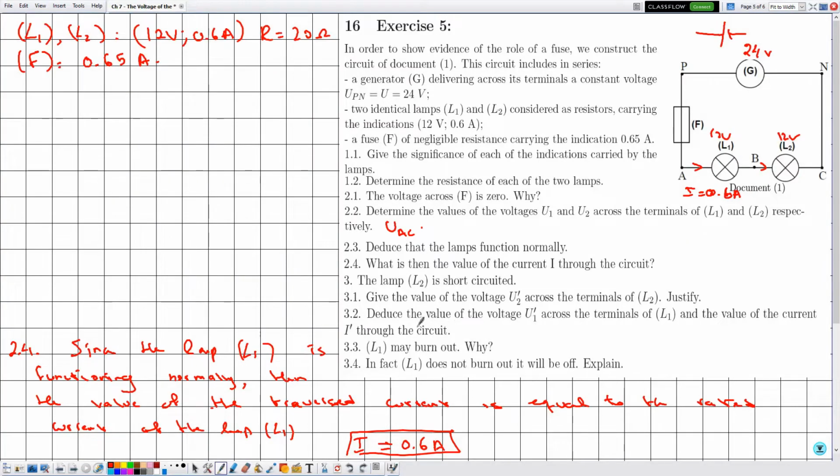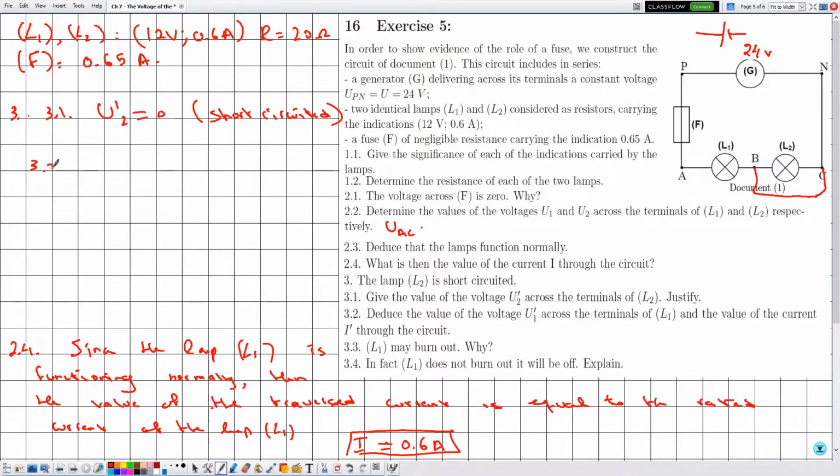So in number 3.1 they are telling me to give the value. Here we have made a change in the electric circuit, so everything will change. Now in 3.1, this is the short circuiting. They are telling me to give the value of U prime 2 across the terminals of L2 and justify. So U prime 2 is equal to 0, and the reason is simply that it is short circuited.